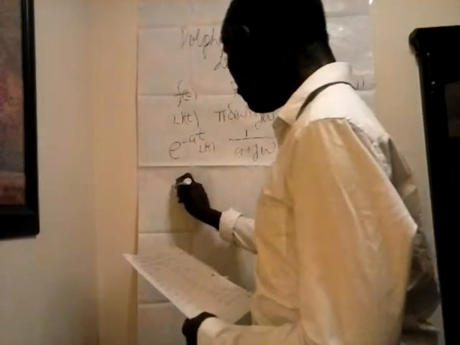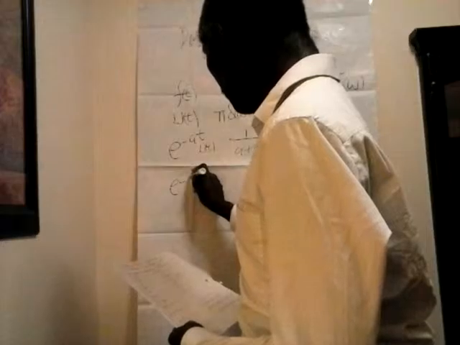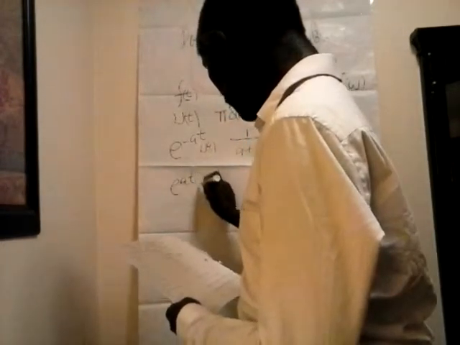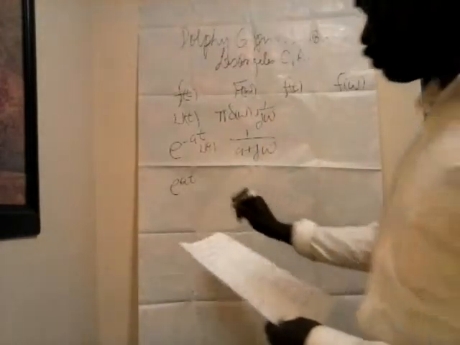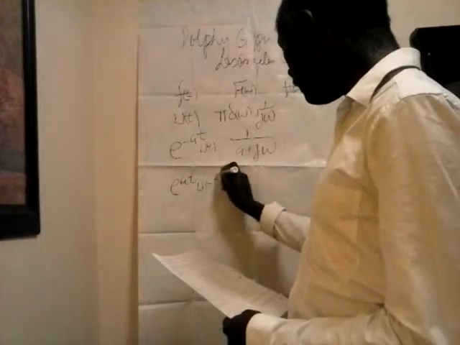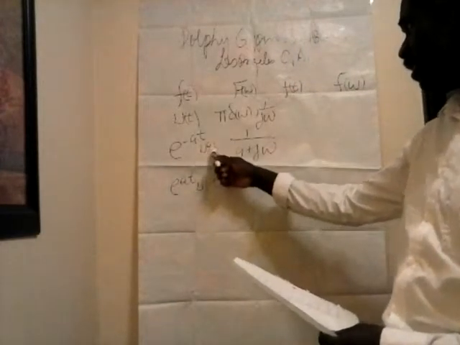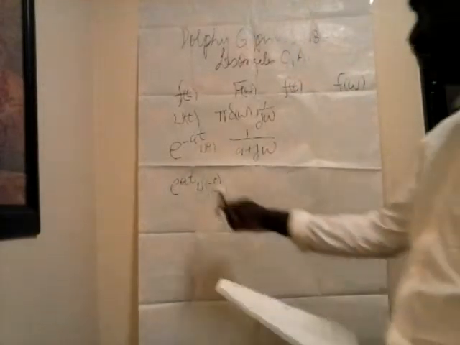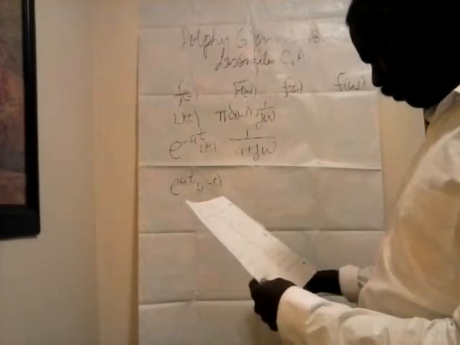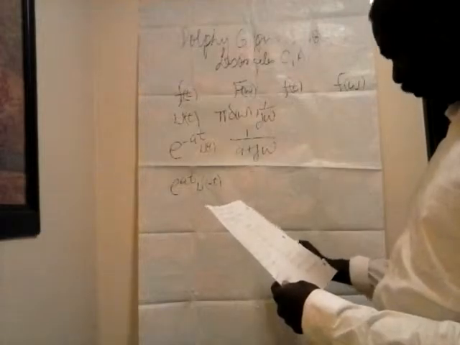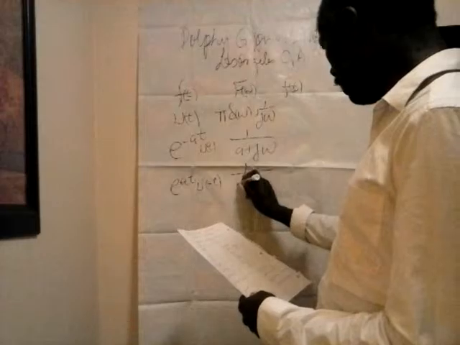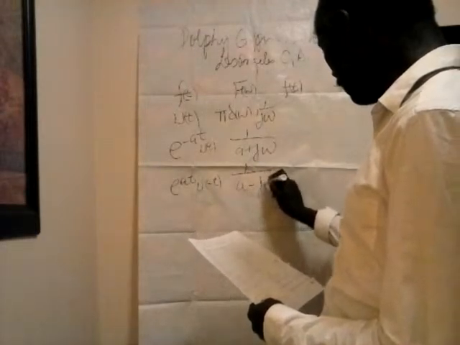Likewise now, e to the plus at, times the unit step of minus t now. This one was e to the minus at u of t. This is now e to the plus at u of minus t. And you get now 1 over a minus j omega.